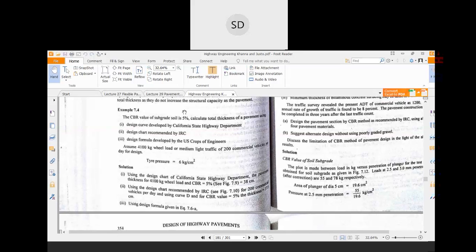Please write it down. The CBR value of subgrade soil is 5%. So after you complete it, just let me know.